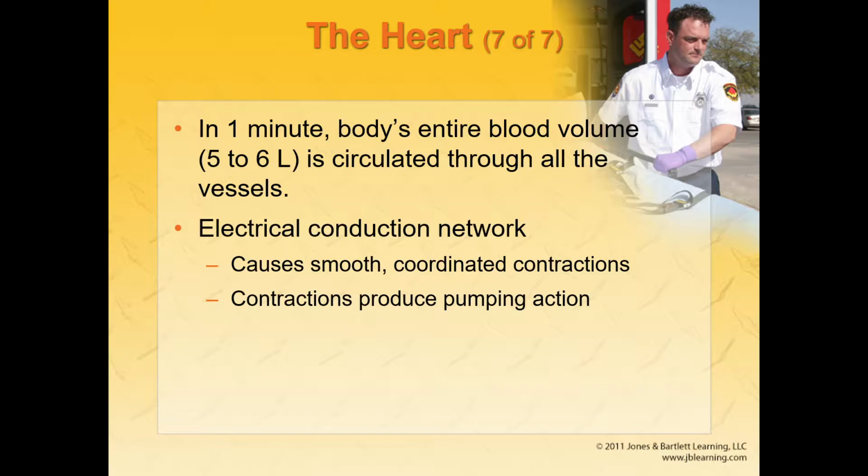It goes from that SA node in the top right of the right atria to the AV node in the left bottom of that right atria. Then it travels down into the bundle branches, which are in the septum in between the two ventricles. And then it comes around to what are called the Purkinje fibers, which kind of stretch around the bottom of the heart. If this is interrupted, it can cause some severe problems within the heart.